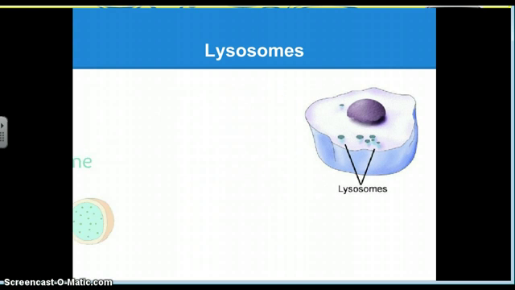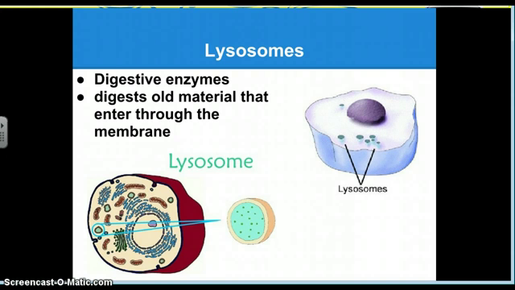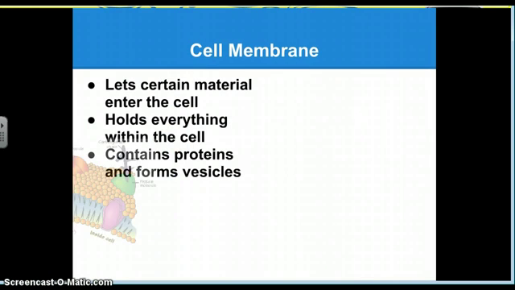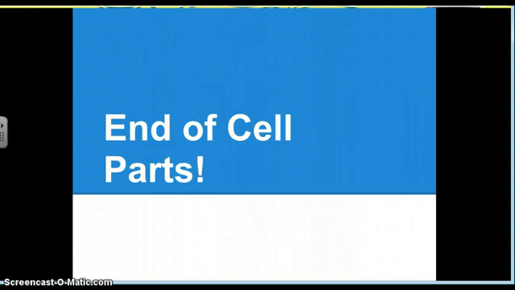Next we have lysosomes. And lysosomes are the digestive enzymes. They digest old material that enters through the membrane. So they kind of just digest all the material because you don't want anything that's old in you. And lastly, we have the cell membrane. The cell membrane lets certain material enter the cell. It holds everything within the cell and contains proteins and forms vesicles. And that is the end of the cell parts.